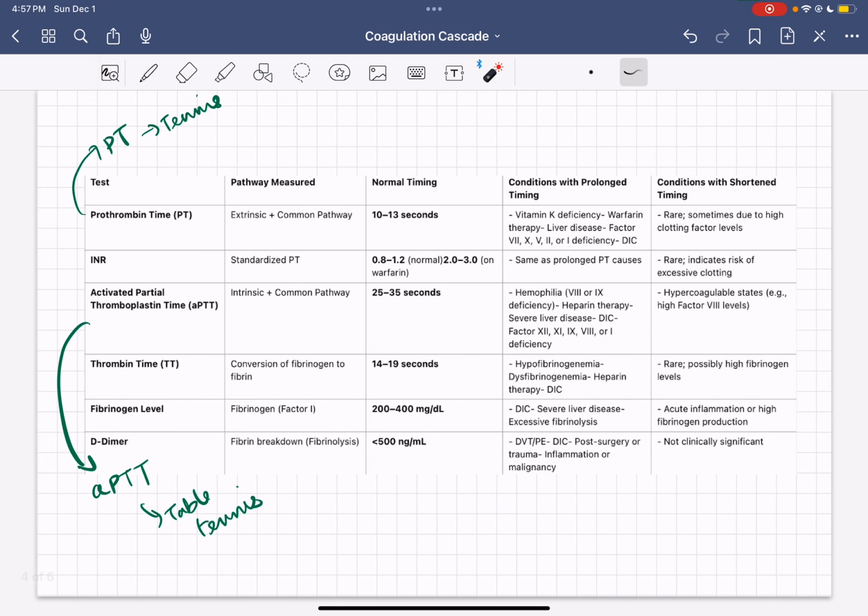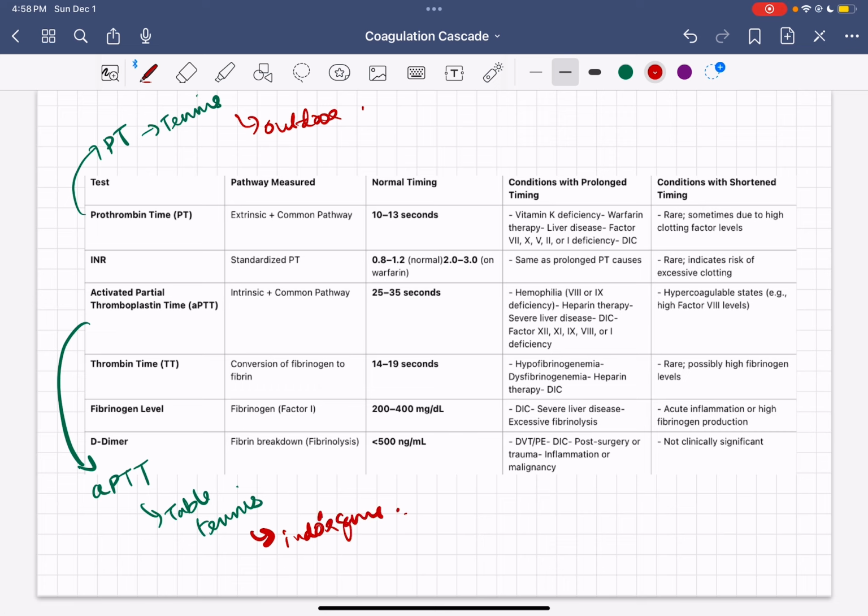Okay, now for the most interesting part: the coagulation profile, which you order for patients with bleeding disorders and all that. For that, a simple trick to remember the difference between prothrombin time and activated partial thromboplastin time is this. Prothrombin time, PT, has one T, right? So it's tennis. Tennis is an outdoor game, right? You see people playing tennis outdoor. Whereas APTT has two T's, so that means it's table tennis, which is your indoor game.